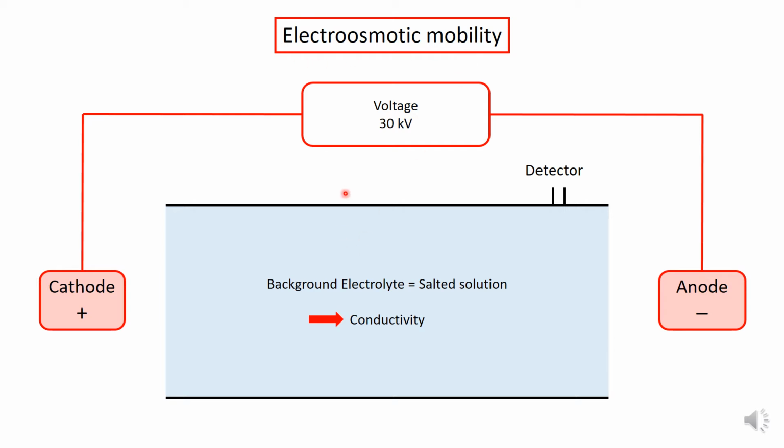So what's the electroosmotic mobility? You have the background electrolyte, which is the salted solution with the conductivity. So you understand that here in the background electrolyte, you have different salts. This is not the sample, this is only the salt to allow the conductivity.